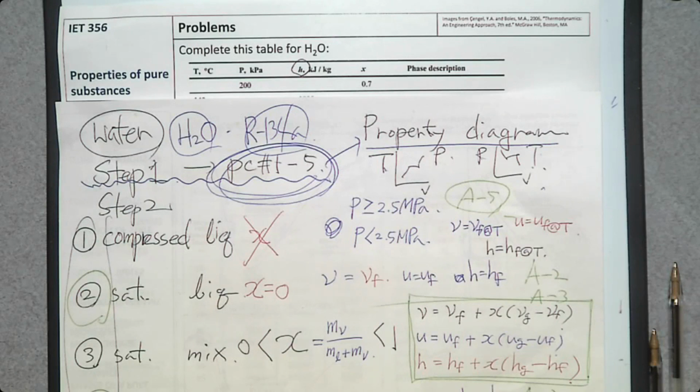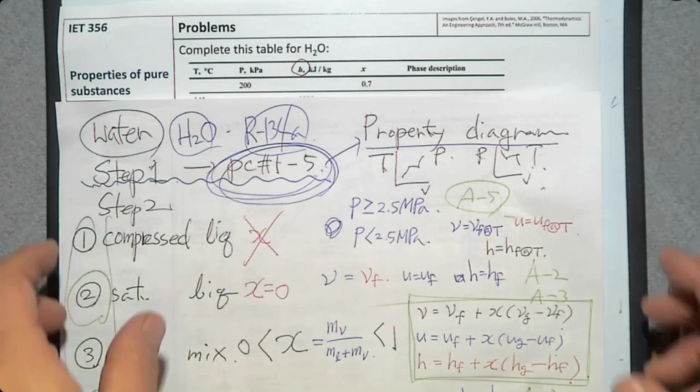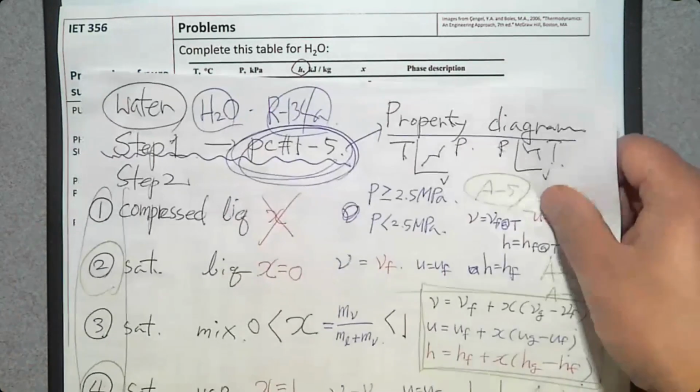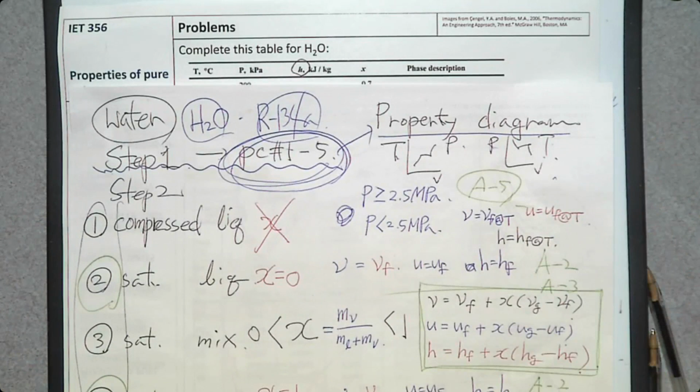When the pressure is lower than 2.5 megapascal, the properties of compressed liquid are the same as the properties of saturated liquid at the same temperature. So that's why h of compressed liquid is hf, which is saturated liquid, as long as they have the same temperature. Any other question? No?